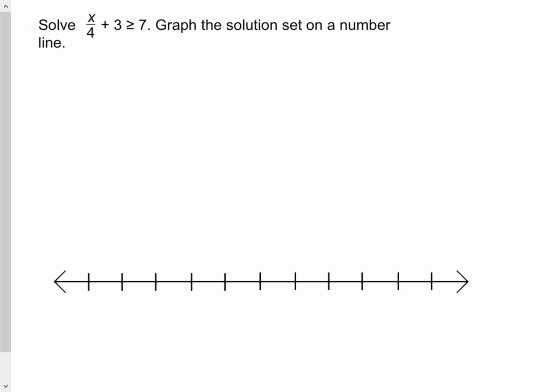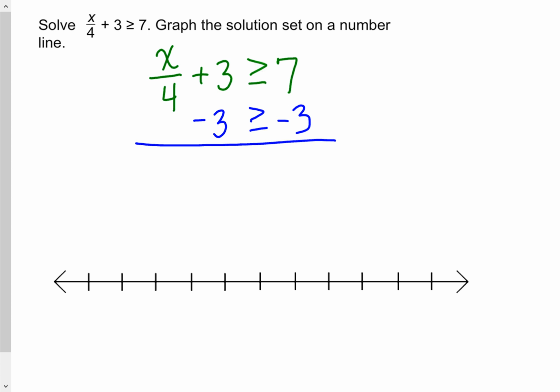Here's one more involving division. So we have x divided by 4 plus 3 is greater than or equal to 7. So our job is to first undo the addition or subtraction of the constants. So to undo this plus 3, I'm going to subtract 3 on both sides of the inequality. Okay, so plus 3 minus 3 cancels out to 0. So I'm now left with x divided by 4 is greater than or equal to 4.